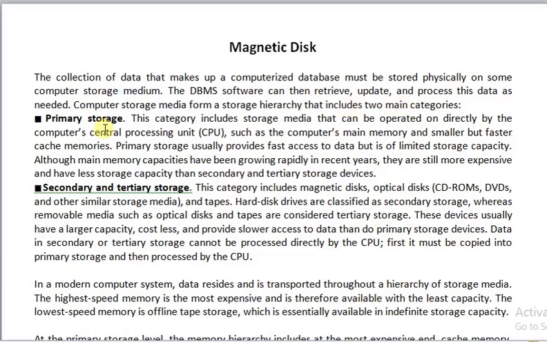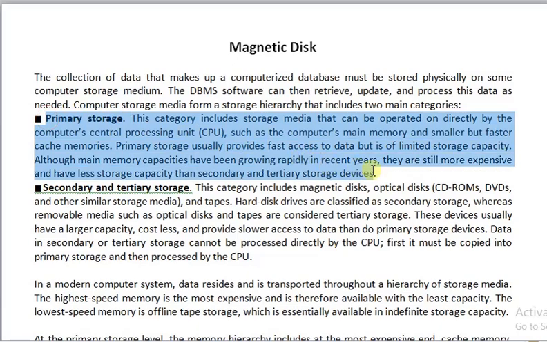So first let's study the properties of the primary storage medium. The primary storage device is directly accessed by the central processing unit, and it is also addressed as the main memory of the computer. This storage unit is much faster and more expensive, but it has less storage capacity. We can store only a small quantity of data, about a few GB: 4 GB, 8 GB, 16 GB of data can be stored within this primary storage device.